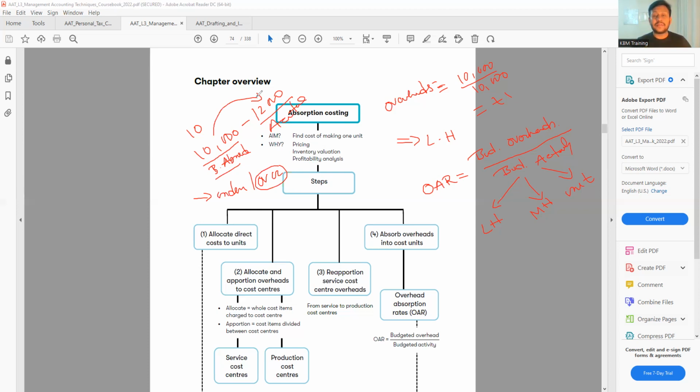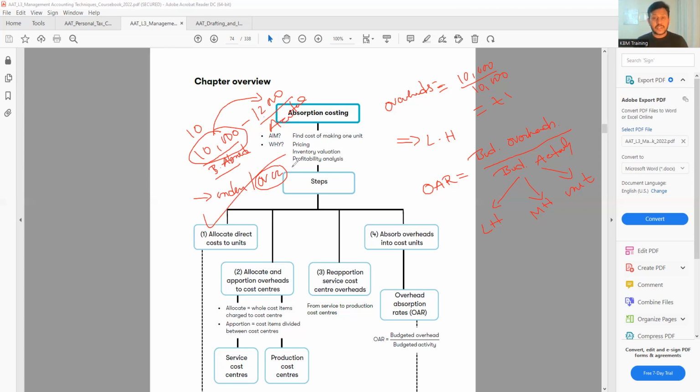So the question we have to ask ourselves is: did I absorb more or did I absorb less? This is the question. Did I absorb more or did I absorb less? So here I absorbed less, because the actual is 12 and I absorbed only 10. So it will be under absorbed, not over.